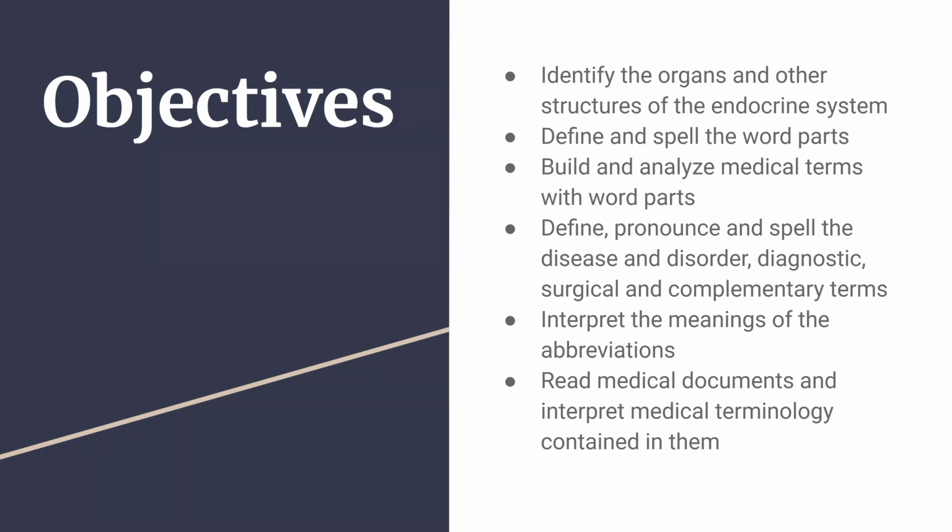The objectives of the system are to identify the organs and other structures of the endocrine system, define and spell the word parts, build and analyze medical terms with word parts, define, pronounce, and spell the disease and disorder, diagnostic, surgical, and complementary terms, interpret the meanings of the abbreviations, read medical documents, and interpret medical terminology contained in them.